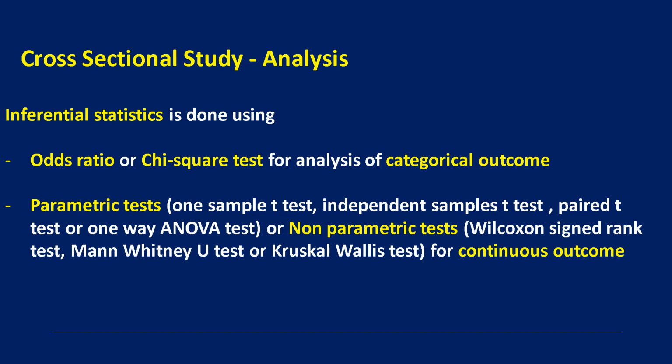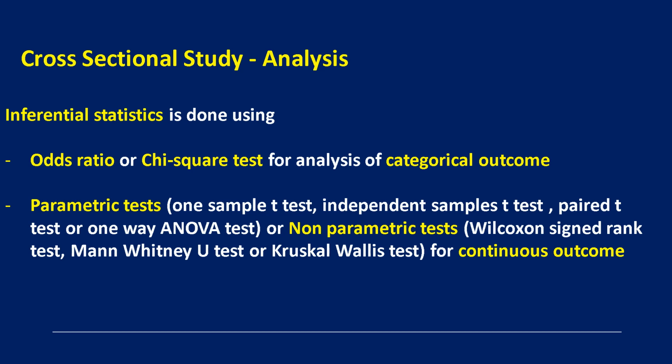When outcome variable is continuous, we can use either parametric test or non-parametric test. As all of us know, parametric tests are applied when data is normally distributed. So what are the parametric tests? One sample t-test, independent sample t-test, and a paired t-test or one-way ANOVA test.